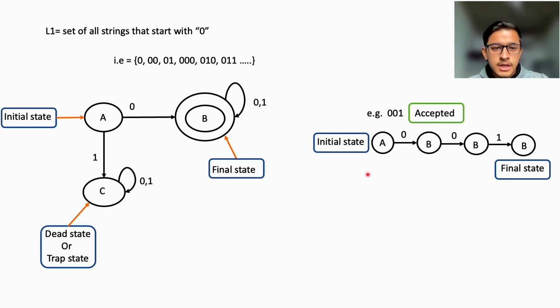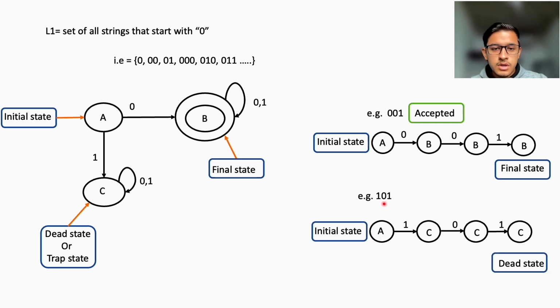So this one is correct. Let us take an example where the string is not starting with 0 but 1. Again there would be an initial state, that is A, and we are giving our input as 1, so it is going to C. It is correct.